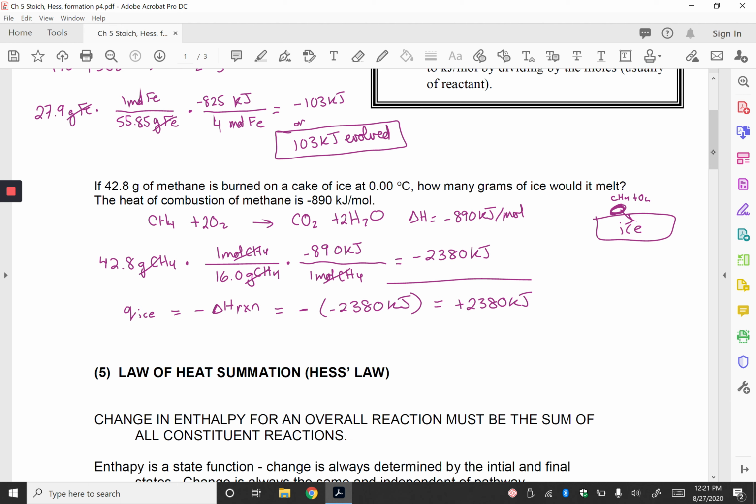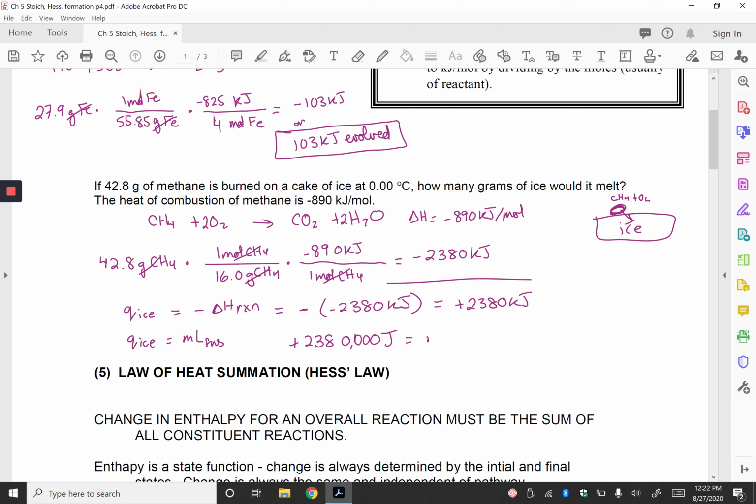So Q of ice, we know, is this number. We also know that Q of ice is equal to ML, and in this case, the latent heat of fusion, right? So positive 2,380. I'm going to do it in joules, because Q equals ML will give you the number in joules, not in kilojoules.